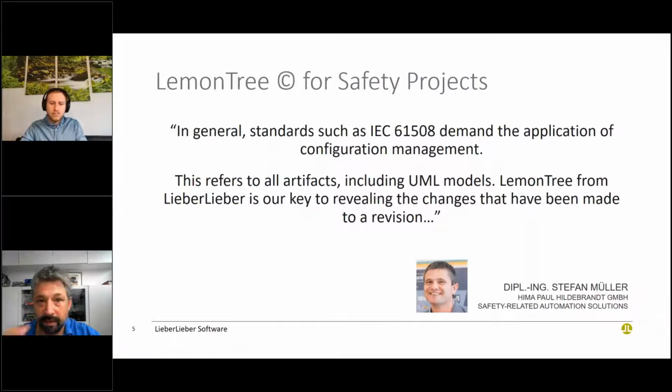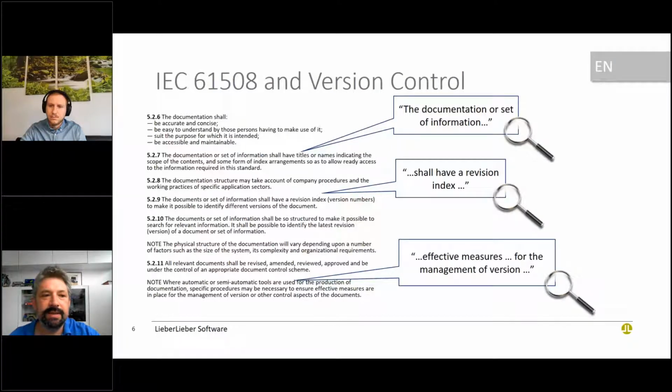This is a statement from one of our classical customers that has to work with safety critical norms, in this case the IEC 61508. Basically what he says is that you need strong version control for your models in order to be able to fulfill what the norms request from the engineers. For your information, we also have this slide where you can read parts of the norm that are the pointers this customer told us, and why he needs LemonTree and why it's an integral part of their strategy to work with the safety critical norms.